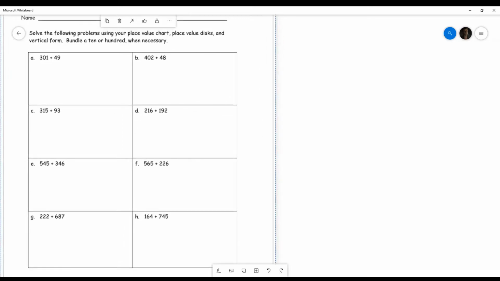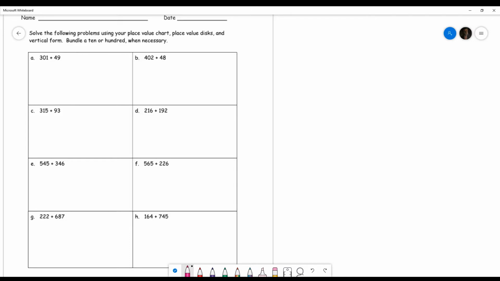For number 1, it says solve the following problems using your place value chart, place value discs, and vertical form. Bundle a 10 or 100 when necessary. Okay, so I am going to demonstrate each way that you could solve these addition problems. So let's look at A.